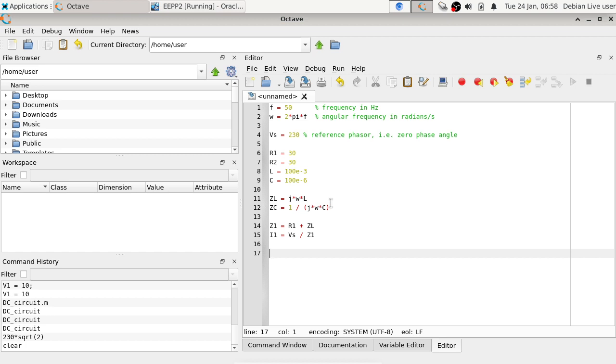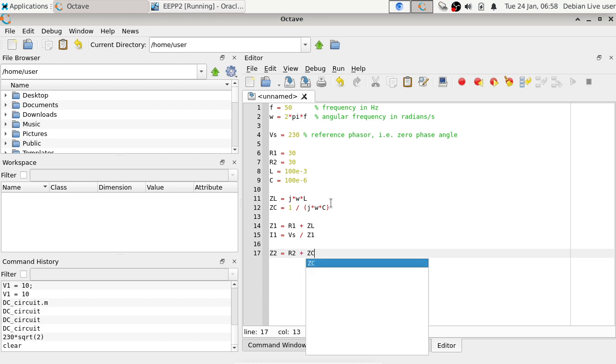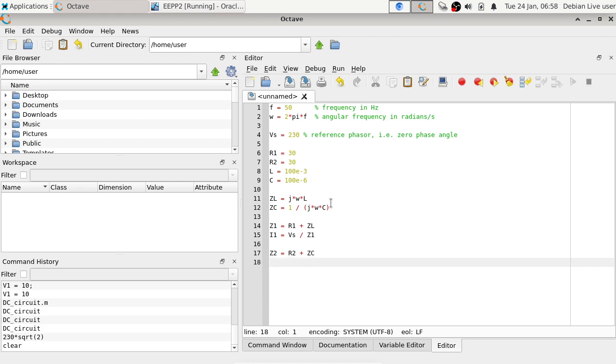Let's do the same thing for the other branch. We've got Z2. It's just going to be equal to R2 plus the impedance of that capacitor, which is ZC. We can then calculate I2. It's just going to be equal to Vs divided by Z2, the total impedance of the branch. So that's I1 and I2, and that more or less gives us everything that we need, I think.